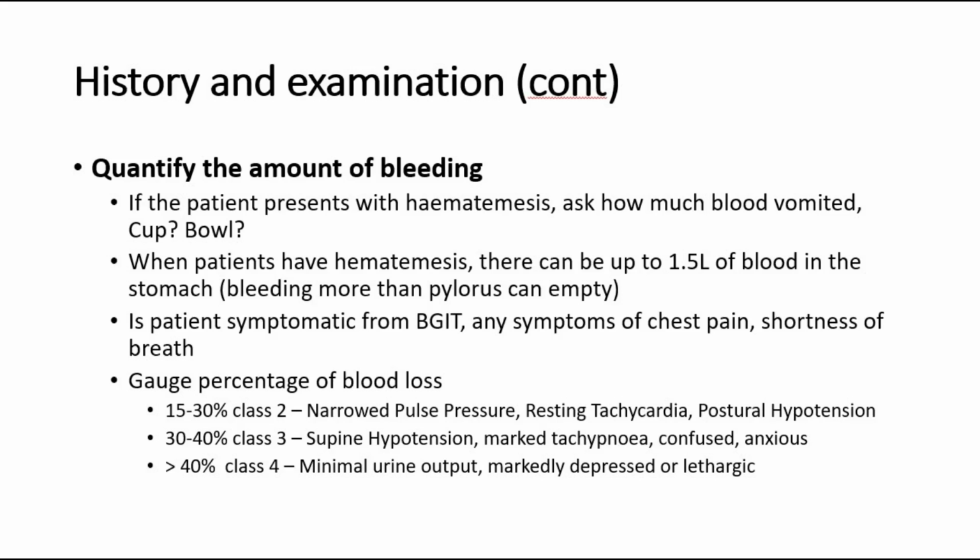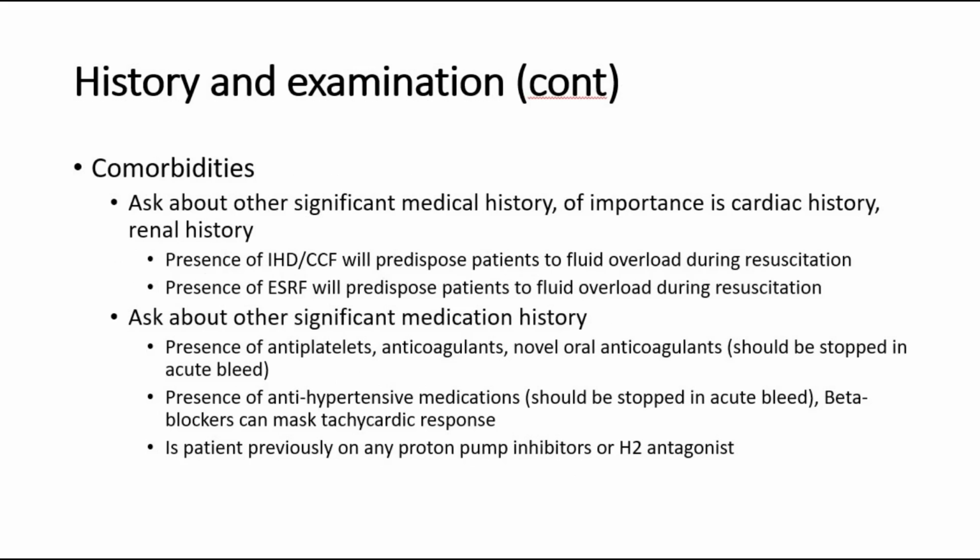Ask about other significant medical history. Of importance is cardiac history, renal history. Presence of heart conditions or ESRF will predispose patients to fluid overload during resuscitation. Ask about other significant medication history such as antiplatelets or anticoagulants. Antihypertensive medications should be stopped in acute bleed. Beta blockers can mask tachycardic response. Also ask if patient previously on any proton pump inhibitors or H2 antagonist.